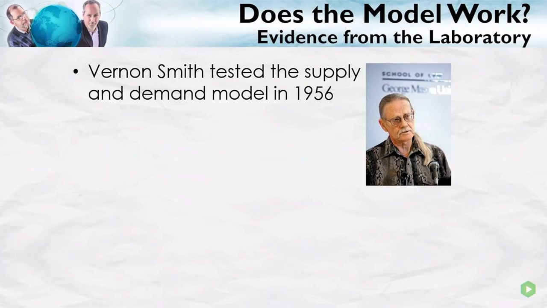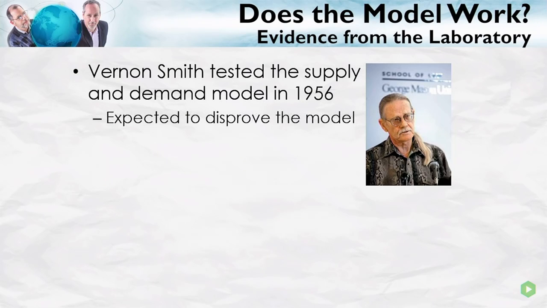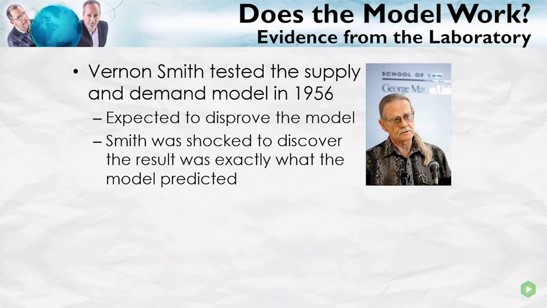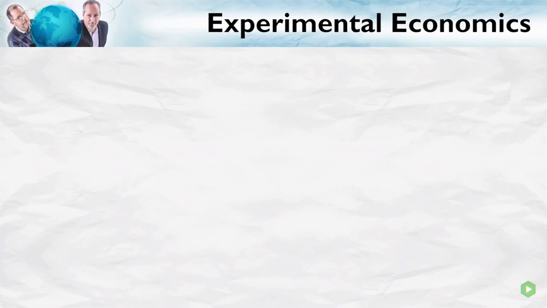Some of the most impressive evidence was developed in 1956 by Vernon Smith, one of the founders of experimental economics. Smith actually expected that his lab experiments, which I'll describe in more detail shortly, would disprove the model. But he was shocked when time and time again the model predicted exactly what happened. Vernon Smith was awarded the Nobel Prize in Economics in 2002. Let's take a look at what he did.